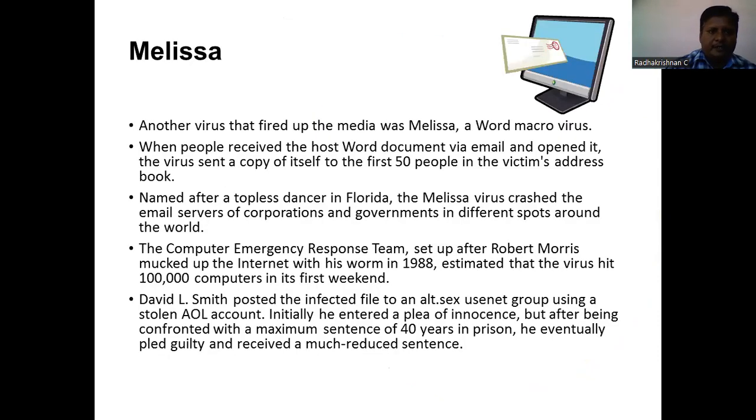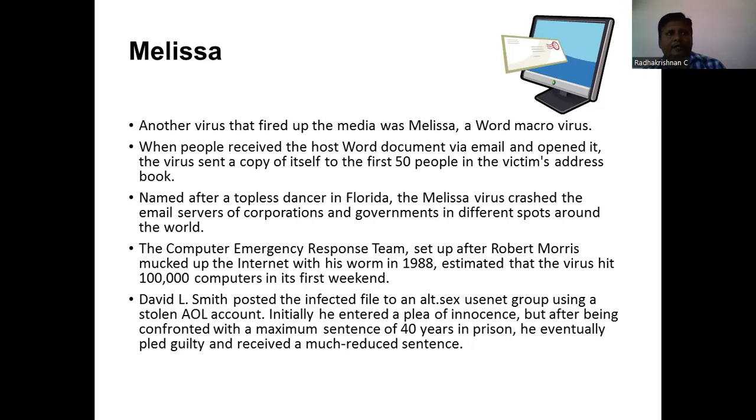Now the Melissa virus. It was a Word macro virus. The Melissa virus is another important virus which mostly affects macro-level concepts. When possible, it recovers the host Word document via email and opens it.